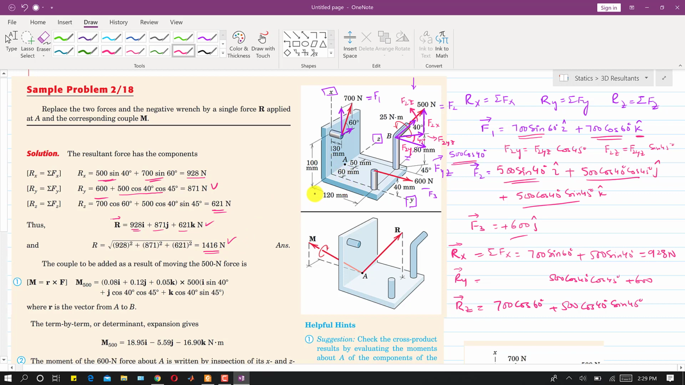Now to find the resultant moment, we will find the individual moments of each and every force, and then we will add up the corresponding components, right? The Mx component of all the forces, My component of all the forces, and Mz component of all the forces, and at the end we will get the resultant couple, right?